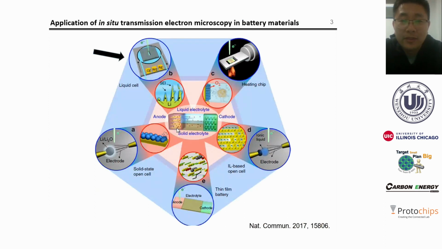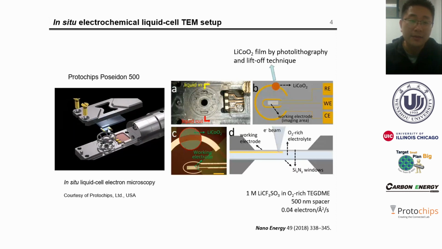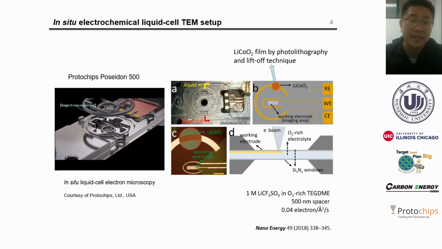Now, in both the UIC group and my current group at Wenzhou University, we have developed different in situ TEM platforms to study battery materials. Here I will emphasize the use of a liquid cell, which is capable of battery cycling studies. We use the Protochips Poseidon 500 to conduct the in situ study. This is the video from the company's website. I will simply click to play it. You can watch the video to understand the assembly process of this holder and the sample tip region.